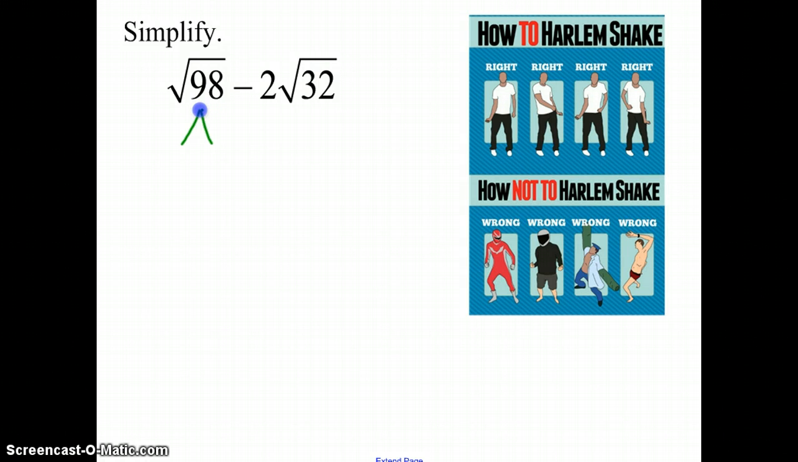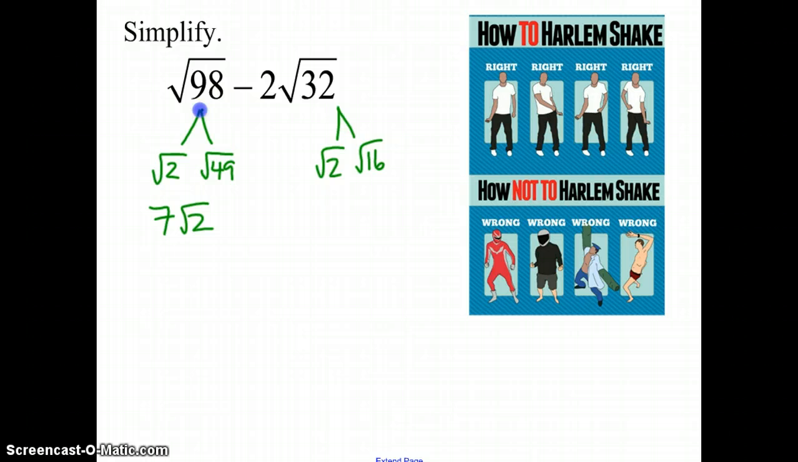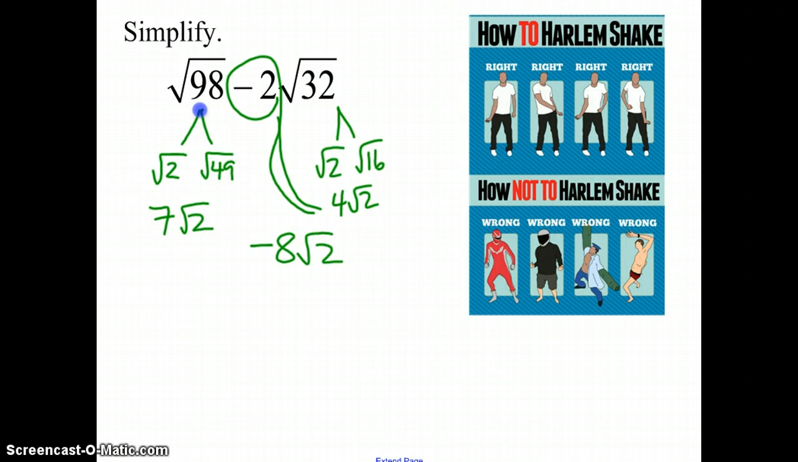Root 98 can be broken into root 2 times root 49. I know the square root of 49 is 7, so I've got 7 root 2. Root 32 we did earlier. Remember, root 2 times root 16. So that becomes 4 root 2. But remember, you have to multiply it by that negative 2, so that becomes negative 8 root 2.